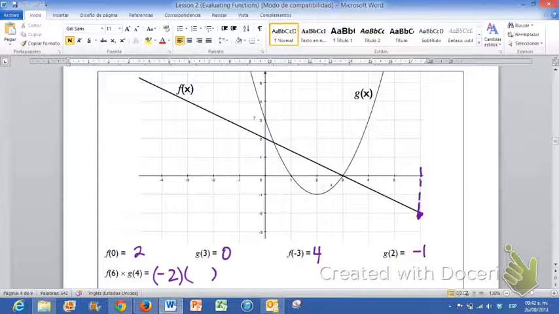Multiply, I'm using parentheses, g of 4, it's the parabola, g of 4 is this value on the x-axis. Here is the point, here is the parabola when x equals 4, and what is the y coordinate? 3. Okay, so we write 3. So we have to multiply minus 2 times 3, which is, of course, minus 6. Okay, that's how you solve this example.